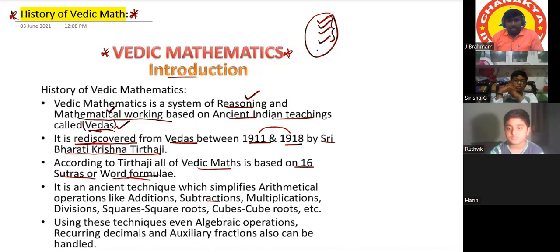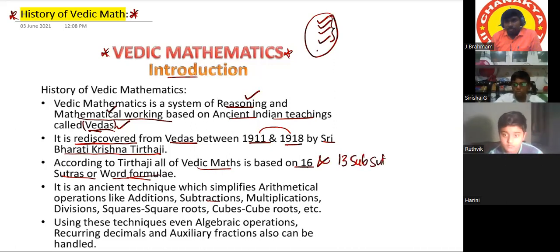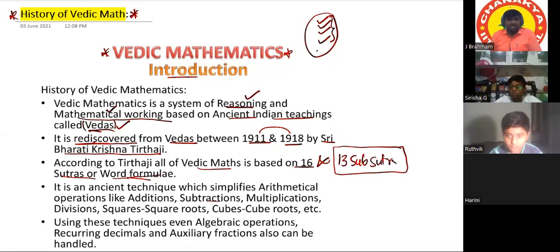These 16 formulae are not just like (a plus b) whole square or (a minus b) whole square. Not in that way. They are word formulae, like "by one more than the one before," Purana Purnabhyam, Ekadikena Purvena. So in this way, the sutras will be available for us. There are 16 sutras, along with 13 subsutras also. So complete mathematics we can solve using these 16 sutras and 13 subsutras.